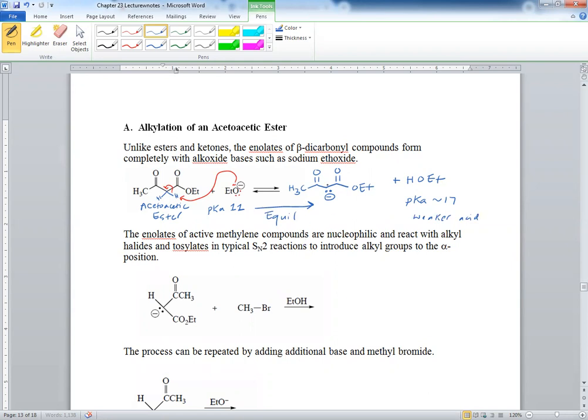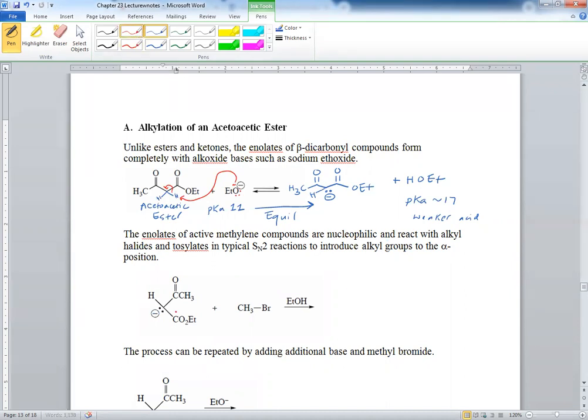Once again, this enolate is generated because it is stabilized by resonance. It can accomplish resonance on both sides right here. Now, the enolate of an active methylene compound is nucleophilic and reacts with alkyl halides and tosylates in a typical SN2 reaction to introduce an alkyl group at the alpha position. By the way, here's an H. It's nice to write it this way because we can just show the arrows very easily.